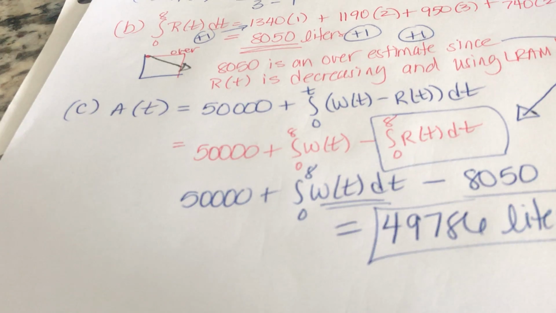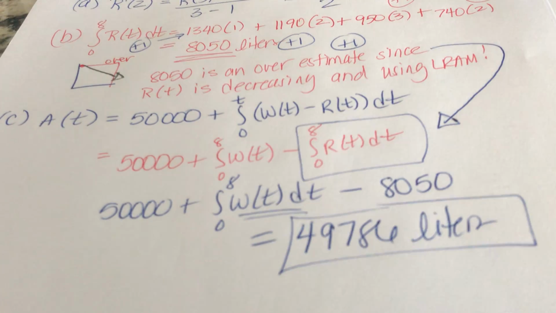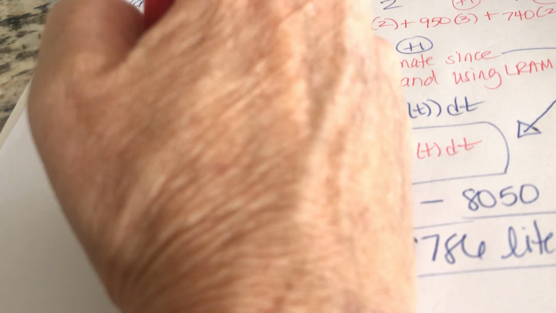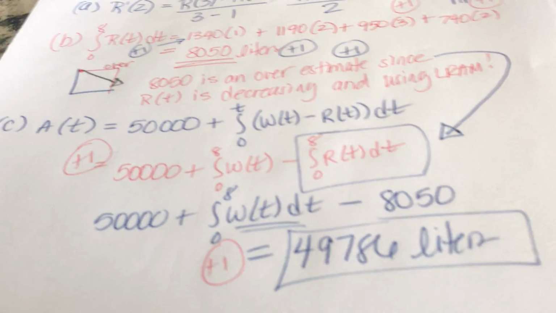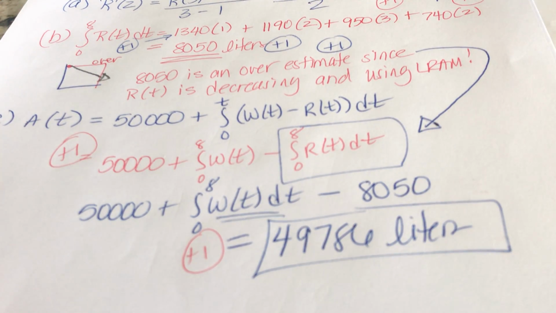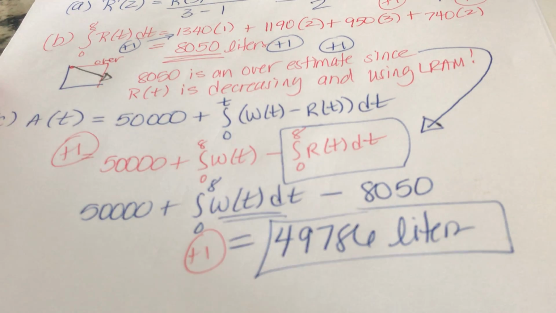That's in the tank. So I forget the breakdown in points. Hang on, I need to take a quick look at behind here. So we get a point for the setup and a point for the answer. So I believe we're at 7 points right now. Okay, and now we're going to do part D.